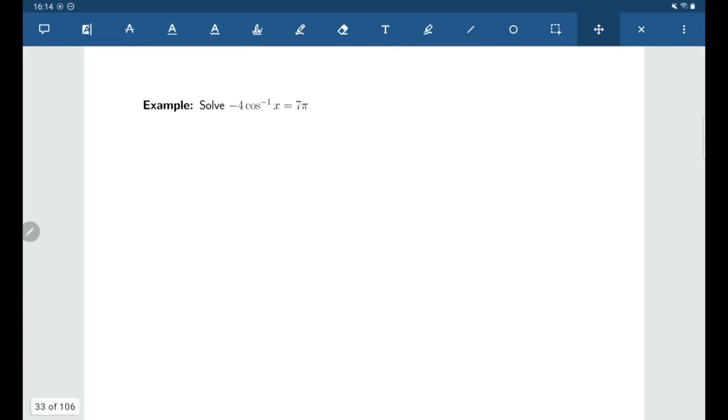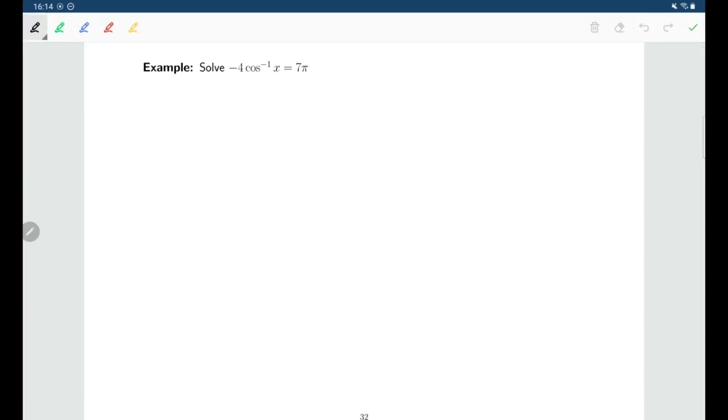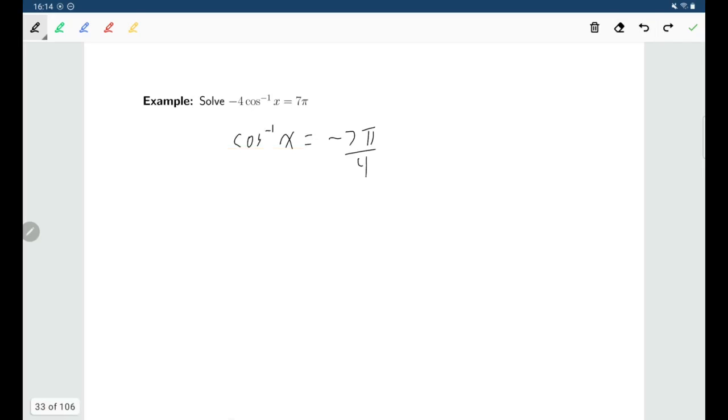All right, let's do one more here. We've got negative 4 cos inverse of x equals 7 pi, and that is cos inverse of x equals negative 7 pi over 4. And at this point, I'm going to stop because, again, we have to ask ourselves whether negative 7 pi over 4 is in the range of cosine inverse, and it's not. So since negative 7 pi over 4 is not in the range of cosine inverse, then there's no solution.